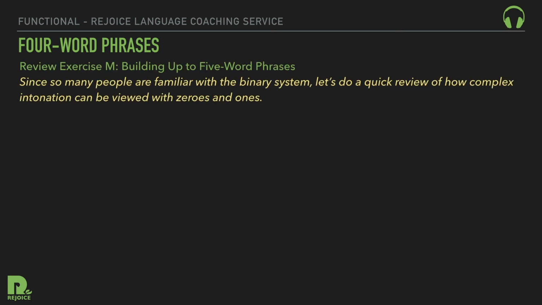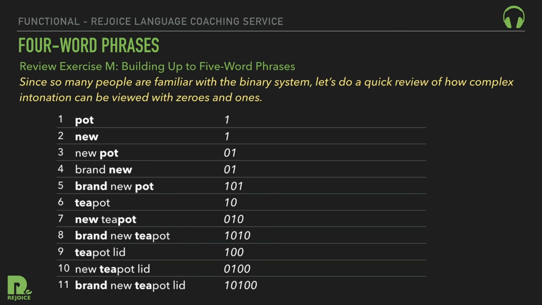Since so many people are familiar with the binary system, let's do a quick review of how complex intonation can be viewed with zeros and ones. Pot. New. New pot. Brand new. Brand new pot. Teapot. New teapot. Brand new teapot. Teapot lid. New teapot lid, brand new teapot lid. Do a global search and replace for these patterns.